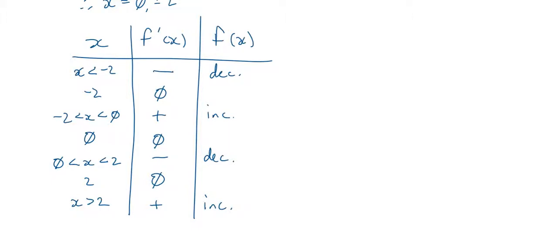So if I'm decreasing, and then I'm 0, and then I'm increasing, I have a local min. So both of these are local mins. And the other one's obviously the opposite. I'm increasing, 0, decreasing. So that's a local max.